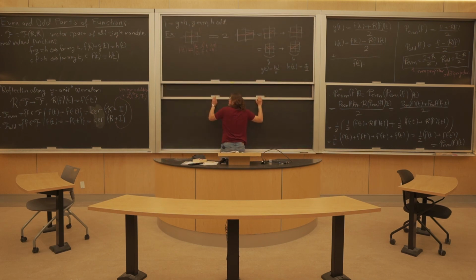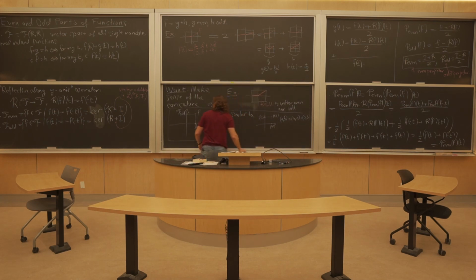So the visual effect of applying p even and p odd is simply this. Applying p even means you go down to f even, and applying p odd means you go down to f odd.